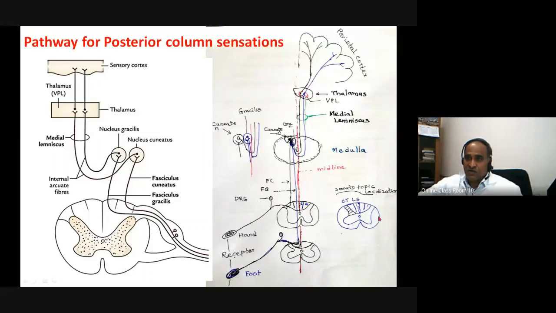So if you are looking at this, what I did mention here, this fasciculus gracilis is known as the tract of Goll, and this fasciculus cuneatus, the tract of Burdach, named after the scientists.